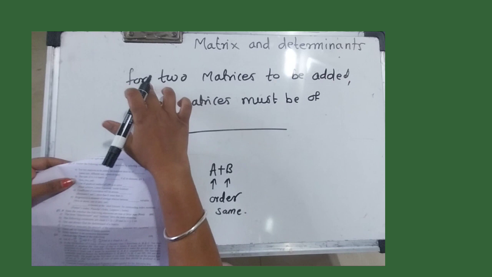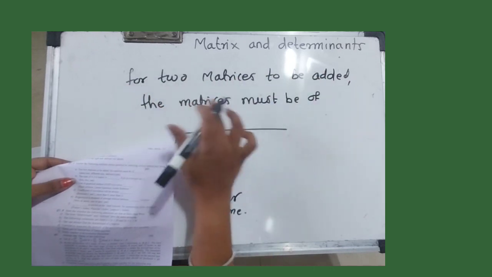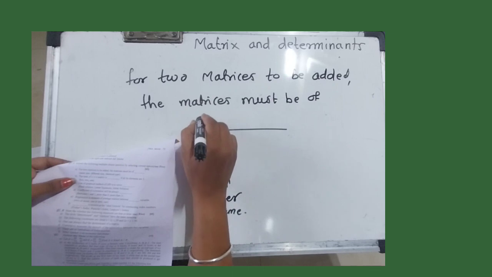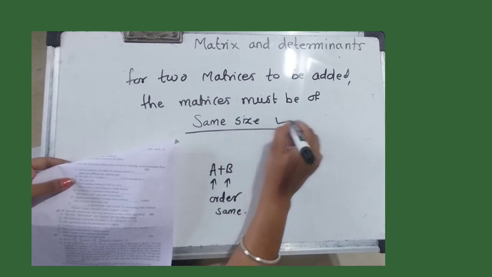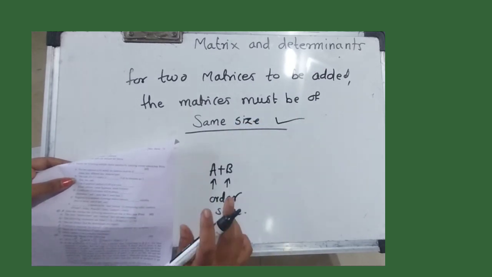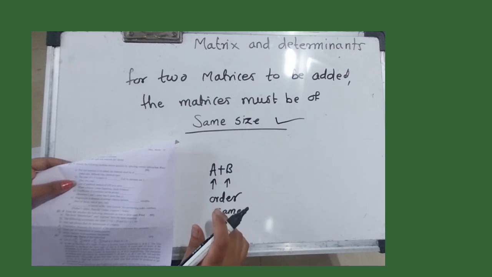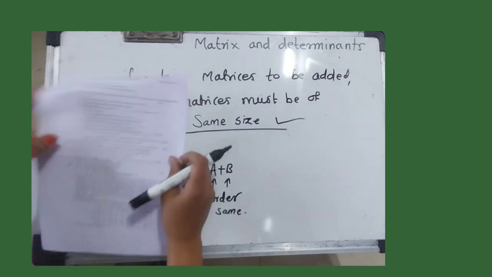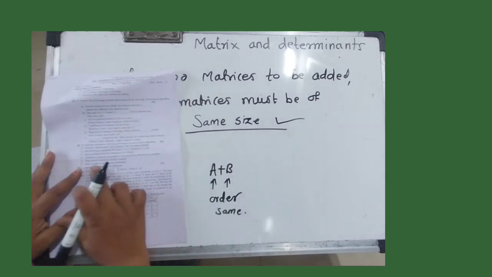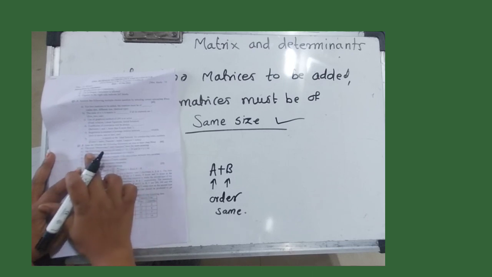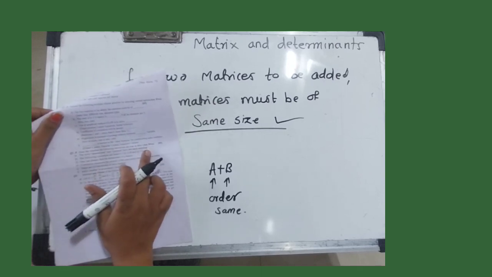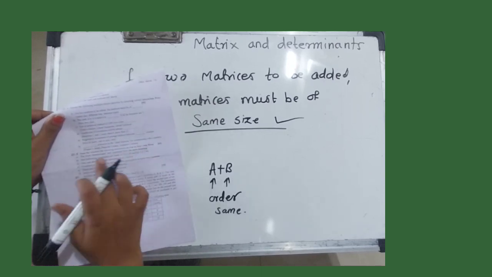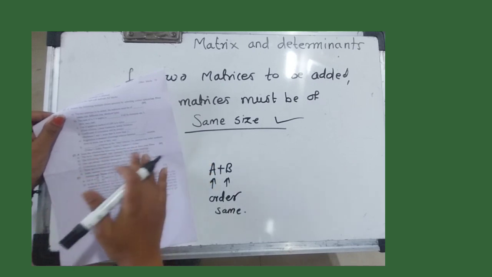So what they ask, that for the 2 matrices to be added, the matrices must be of the same size. Okay, same size. Clear? This is the answer for 2 marks. Okay, in the next one, the term determinant and matrices have the same meaning. True, false. It is false because determinant is different, matrix is different, so it is false.